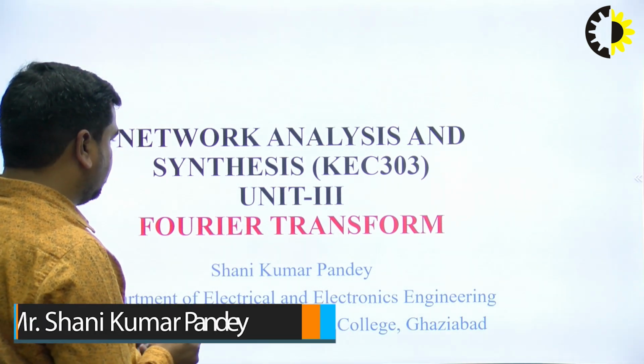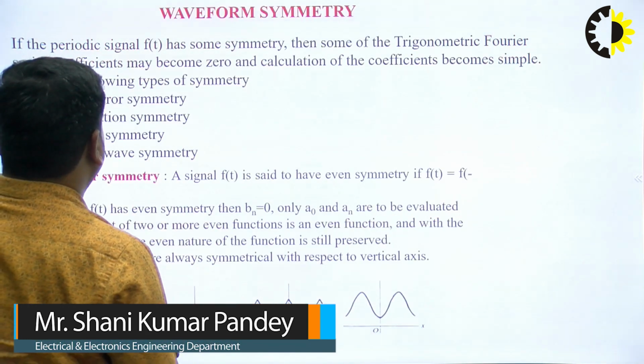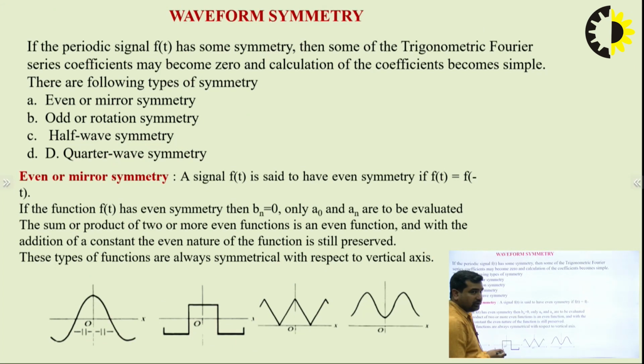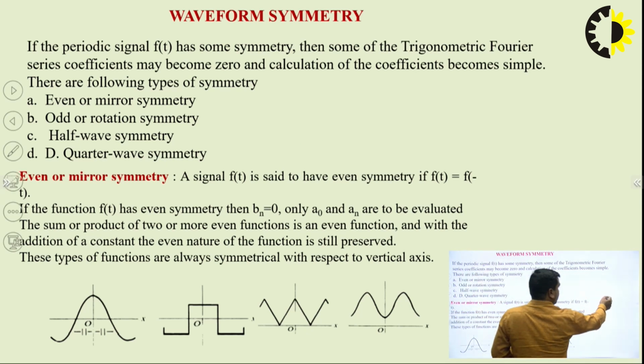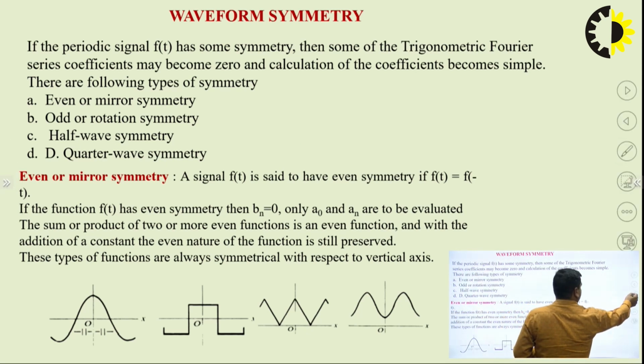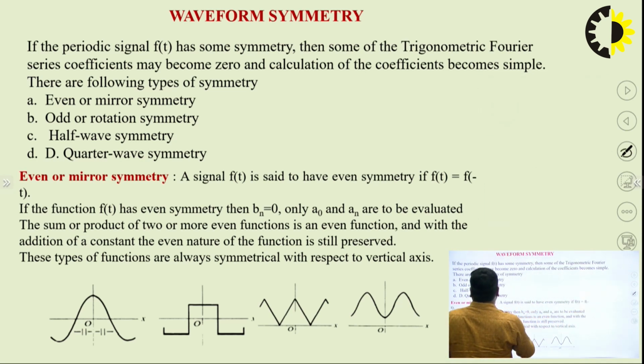We start with the Fourier transform. That is the topic of unit 3. Before going to discuss the Fourier transform, we are here to understand what waveform symmetry is, which is used in the Fourier transform. If the periodic signal f(t) has some symmetry, then some of the trigonometric Fourier series coefficients may become 0 and the calculation of the coefficients becomes simple. The purpose of studying waveform symmetry is that we reduce our calculation.